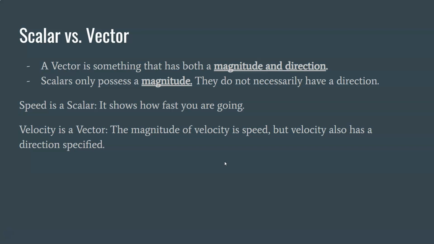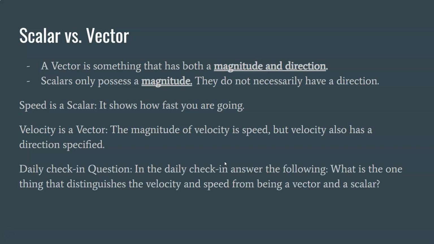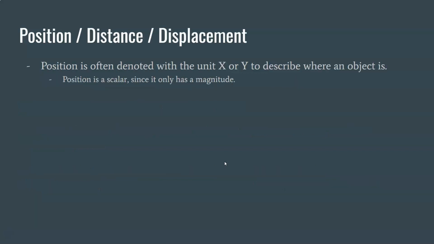Speed can be something like 50 meters per second, right? You don't know which way it's going, but that's just how fast you're going. Velocity needs a speed, so 50 meters per second, and a direction. So, velocity would be something like 50 meters per second north. For the daily checking question, I want you guys to answer the following. What is the one thing that distinguishes the velocity and speed from being a vector and a scalar? All right. So go in and write a complete sentence on that.